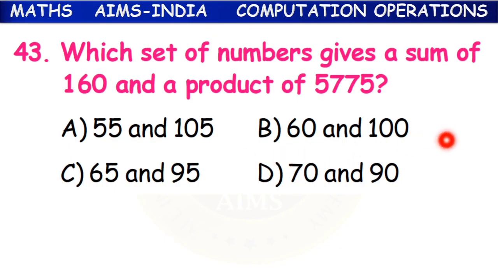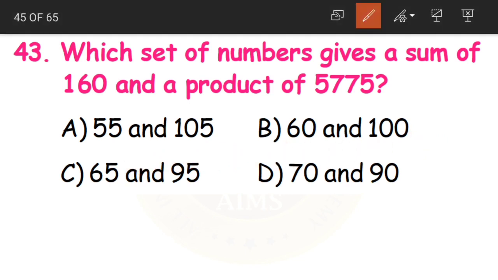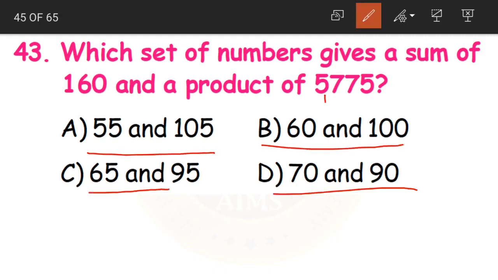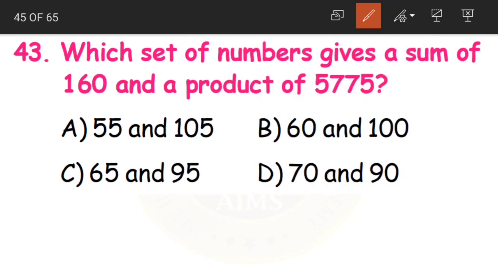Which set of numbers gives a sum of 160 and a product of 5,775? Now from this, we should find out which two numbers give the sum as 160 and product as 5,775. If you look at the numbers here, children, the first option A is 55 and 105. Now how to solve this?